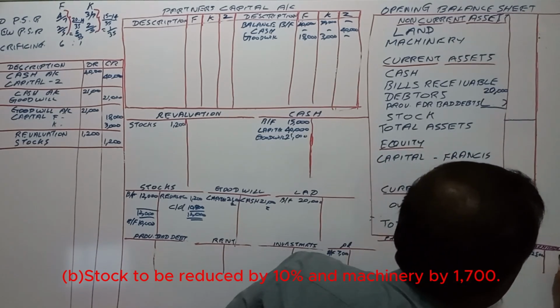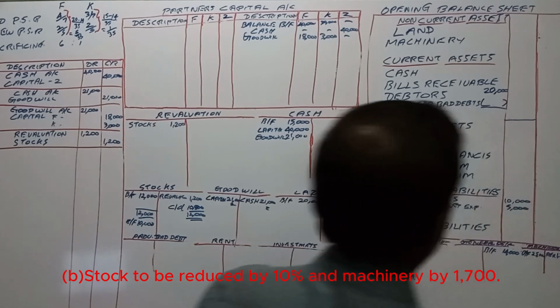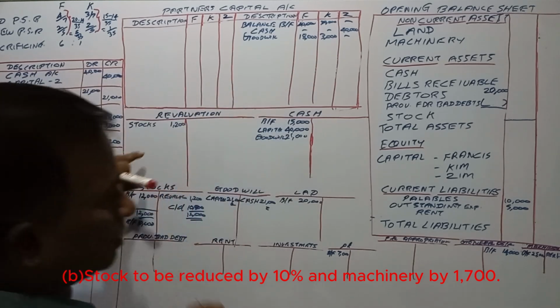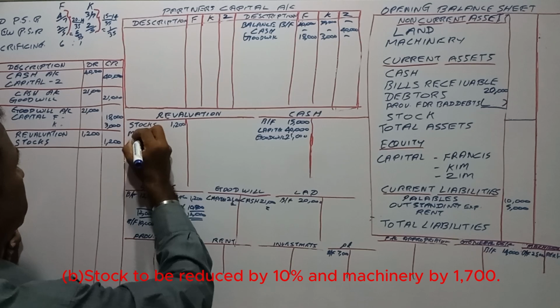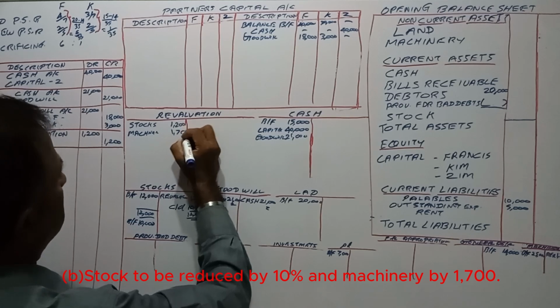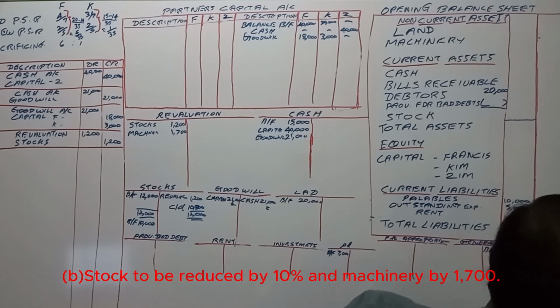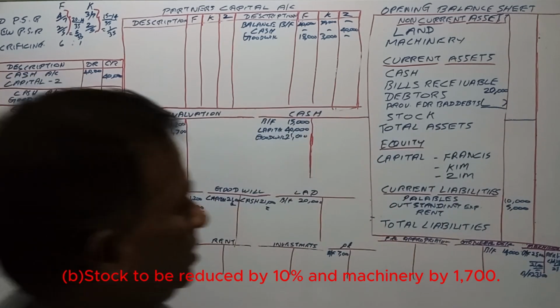So 1700 should go to the revaluation account. So revaluation account is debited to machinery, right? 1700. So the carried down value should be 23,300. Brought forward should be 23,300. Okay, machinery.